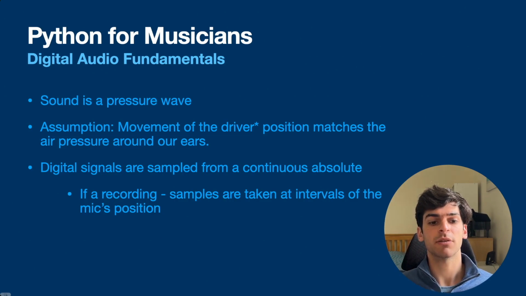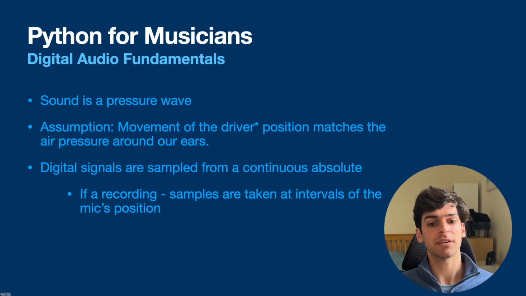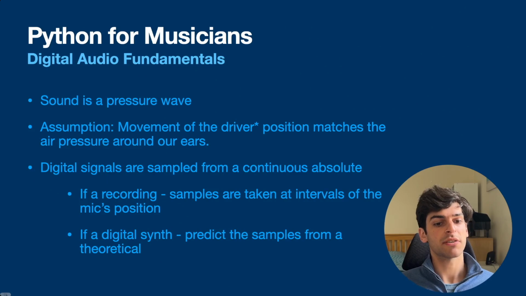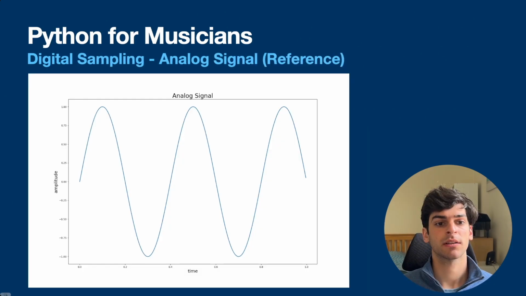The sampling frequency is the number of samples that we take per second of audio. That's also known as the sample rate. The sampling period is how often a sample is taken. They're inverses of one another. When we generate sounds from scratch in a computer, we're actually predicting the theoretical output of that wave and sampling that. As an example, this is a continuous sine wave that we'll sample.